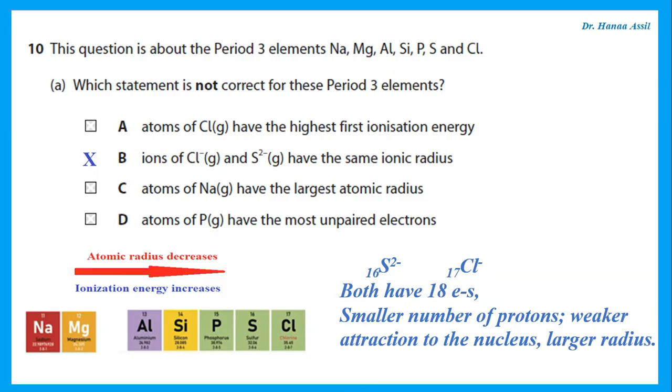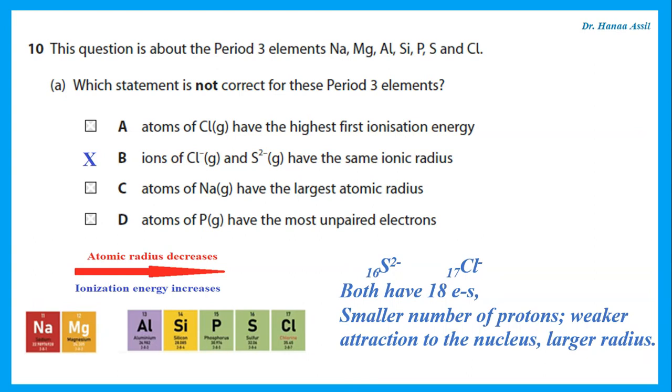Now, what are the other choices? When you are answering, please check that the other choices are not the correct choice. So C says atoms of sodium have the largest atomic radius. Well, yes, we said the atomic radius decreases going from left to right, so sodium has the largest atomic radius of that period. Atoms of phosphorus have the most unpaired electrons.